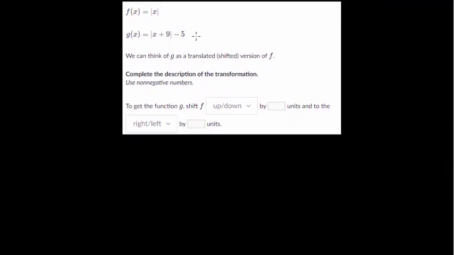So now this one, they give us the translated function. So we start with our parent function, and it's translated to g of x, where you add 9 on the inside and subtract 5 on the outside. Now we know subtraction on the outside means we're going down 5 units because the outside is straightforward. But on the inside, you want to think which x value makes this 0. And that would be negative 9. And so this tells us we're going to go to the left towards the negative direction 9 units. So to get the function g, shift f down by 5 units and to the left by 9 units.